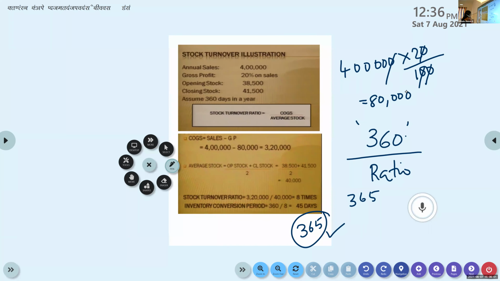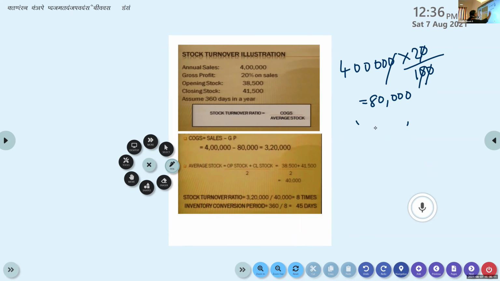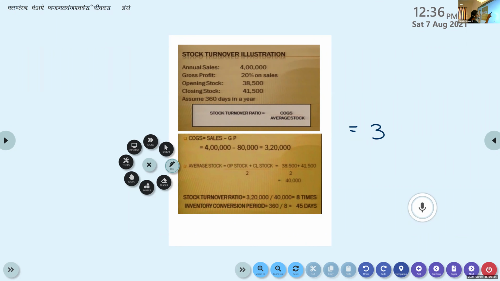So stock turnover ratio is 3,20,000 divided by 40,000. The answer is 8 times. Calculate and check the answer. If I am wrong, you should tell me. 8 times. So what is stock conversion period? Stock and inventory are the same. Keep it in mind. Inventory, another term is stock. So we are going to find it in days. So 360 divided by 8.